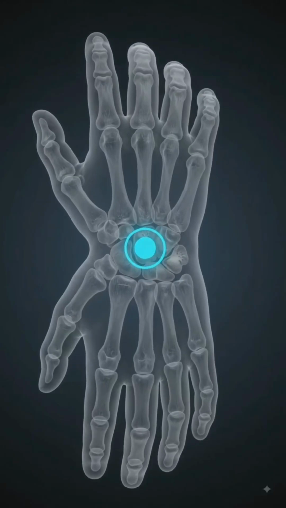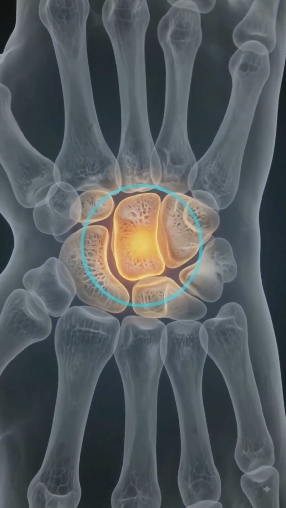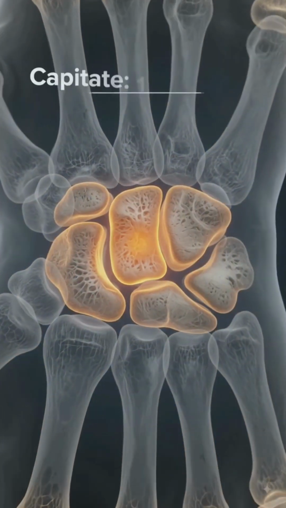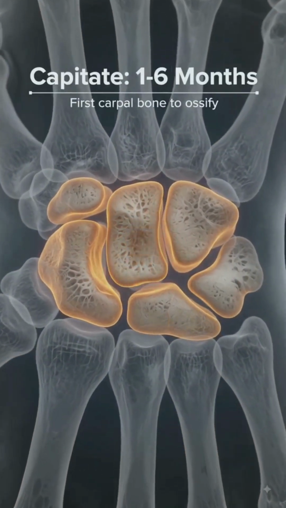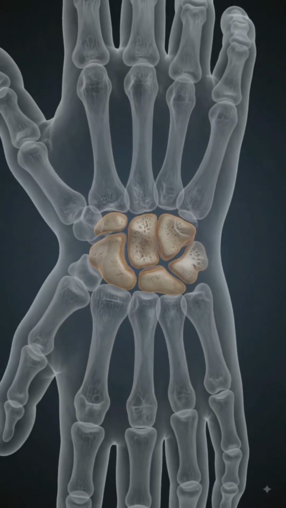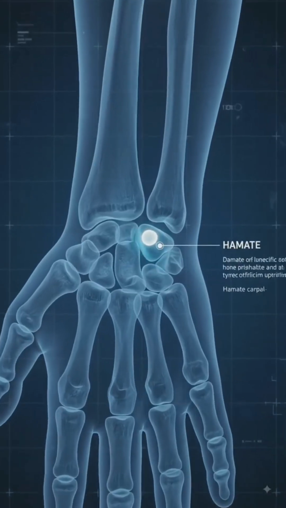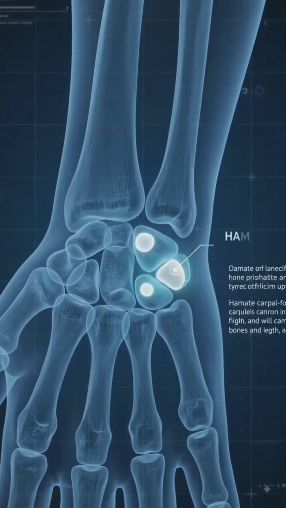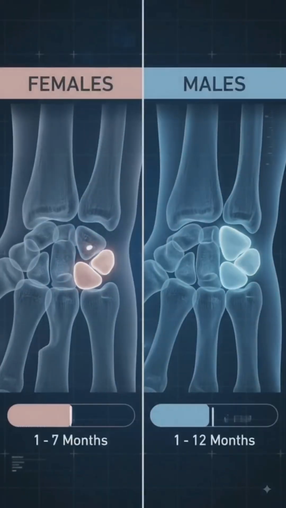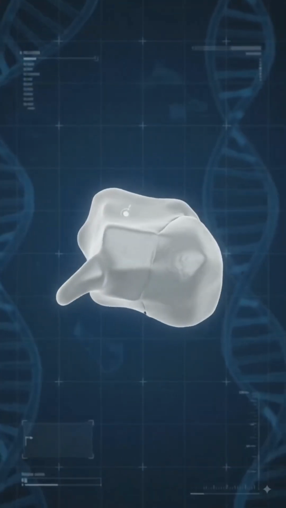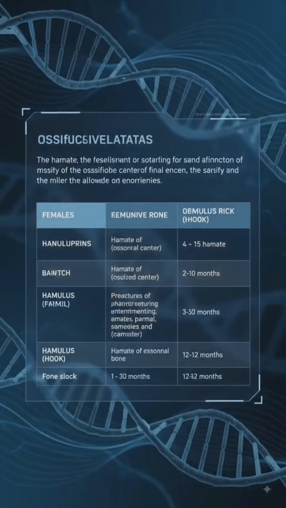Did you know the capitate is the very first carpal bone to ossify? In both males and females, this occurs between 1 and 6 months of age. It serves as the anchor for the distal carpal row. The hamate is the second carpal bone to ossify. In females, this occurs from 1 to 7 months, while in males, it takes up to 12 months. Its hook-like process develops later.